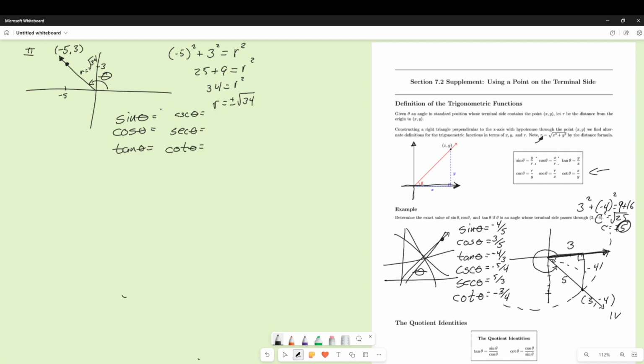The sine would have to be the y over r, so 3 over the square root of 34, which you'd rationalize. Cosine would be the negative 5 over the square root of 34, which you would rationalize. Tangent would be the 3 over negative 5, so negative 3/5. Cotangent would be its reciprocal, negative 5/3. Secant would be cosine's reciprocal, negative square root of 34 over 5. And the cosecant would be sine's reciprocal, square root of 34 over 3.